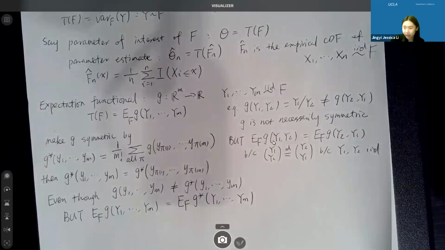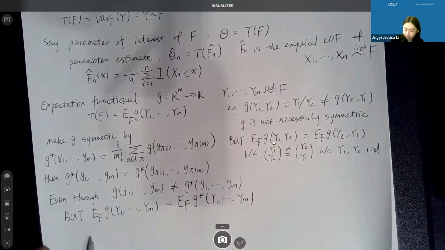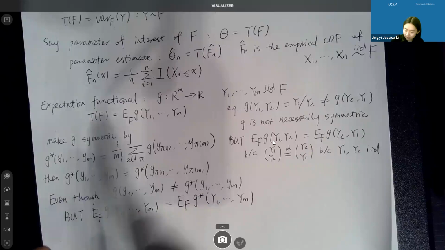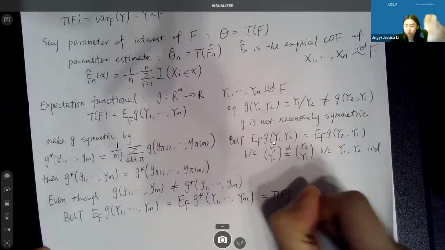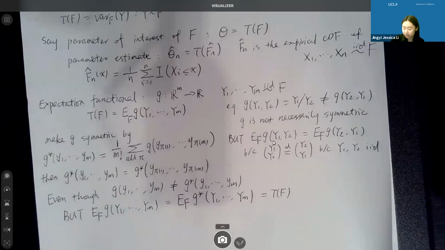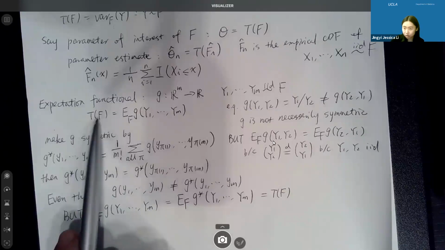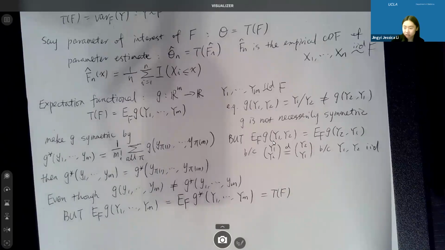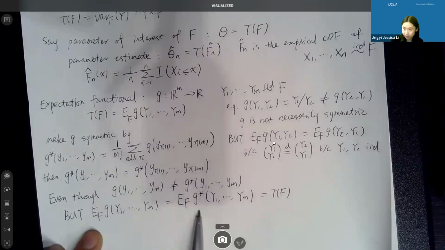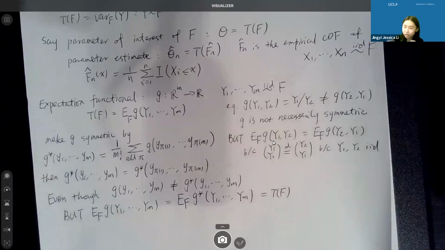And we only care about expectation because that's how we define the TF, right? So this is what we defined as the TF. So therefore, after this argument, the conclusion is that for the expectation functional, we can assume G as a symmetric function without loss of generality. The reason is we can always find a G star so that they share the same expectation. So that's why we can safely assume that in the expectation functional, G is symmetric without loss of generality.